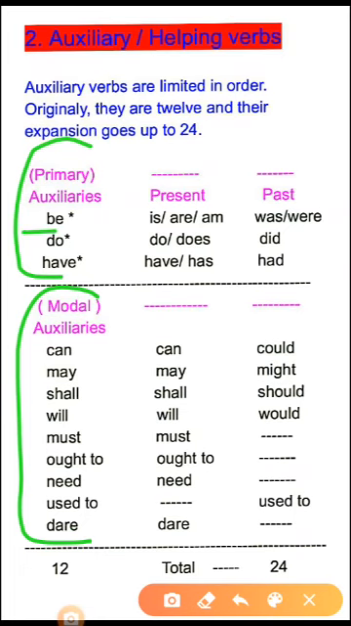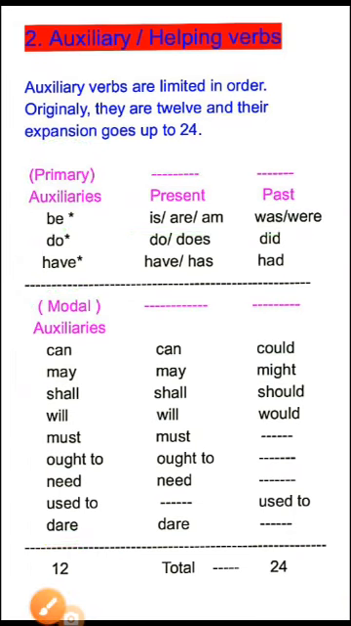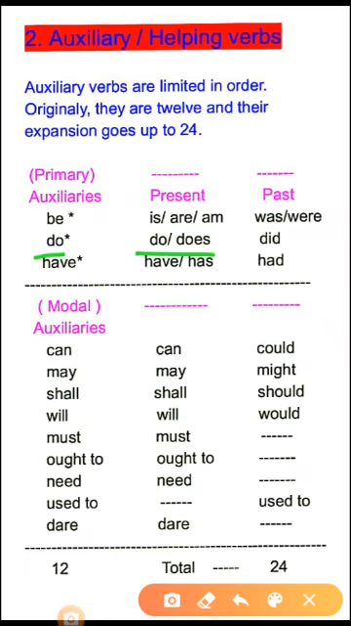See the first one, it is be. It is a primary auxiliary verb and the present forms of this verb are is, are or am, and past will be was, were. Do is a primary auxiliary verb and the present forms are do, does and past will be did. Have is a primary auxiliary verb and the present forms are have, has and the past is had.